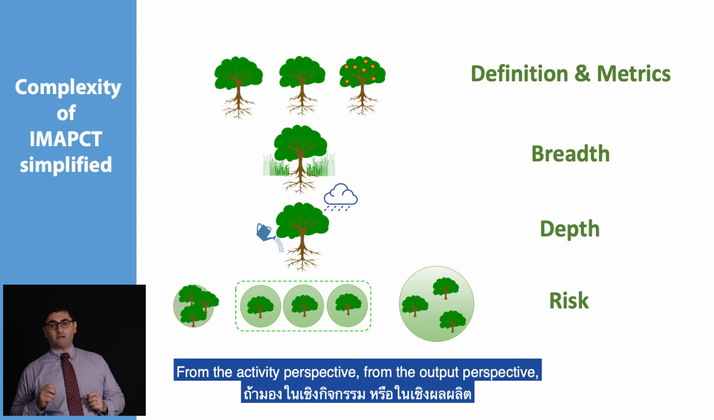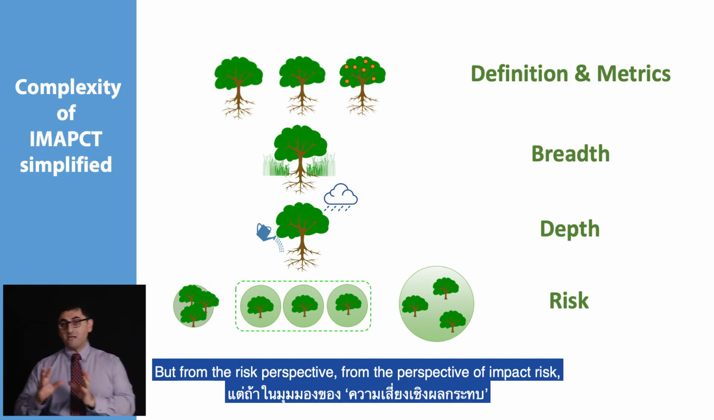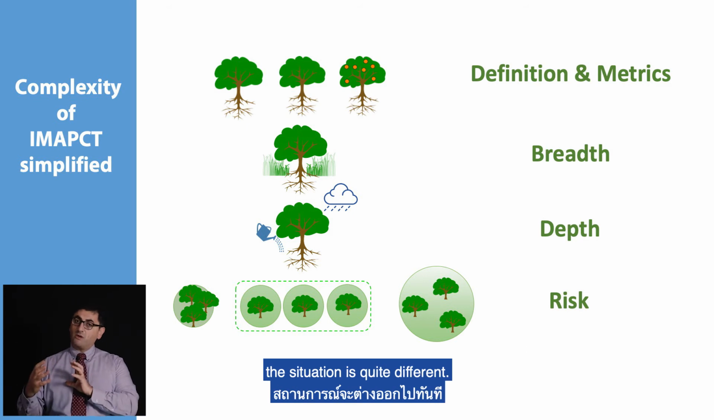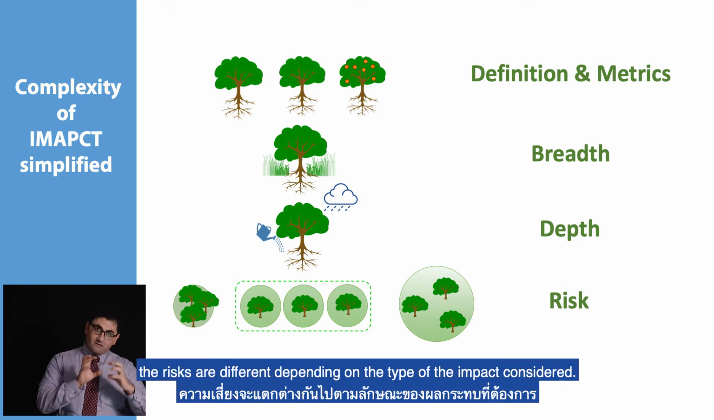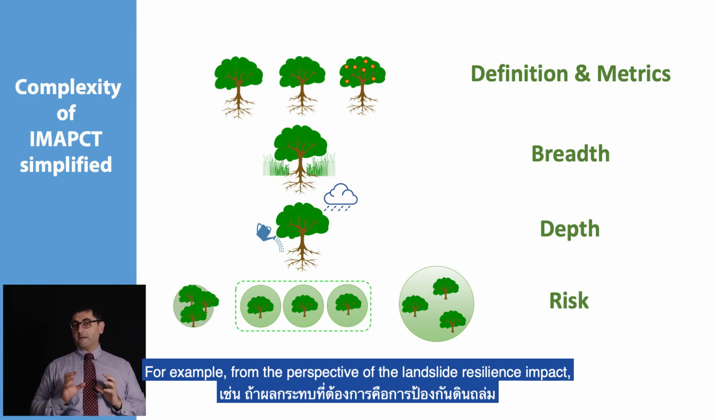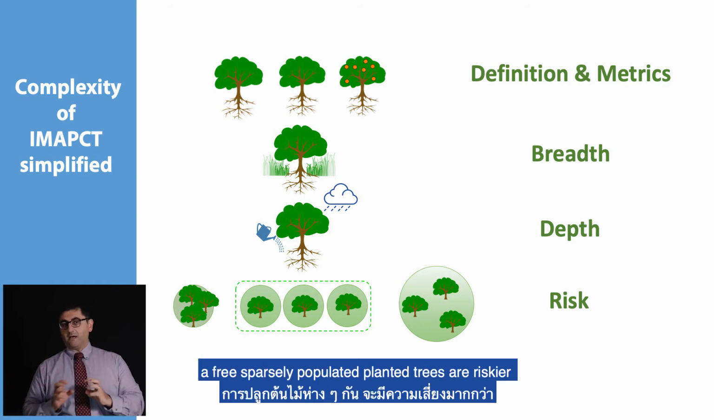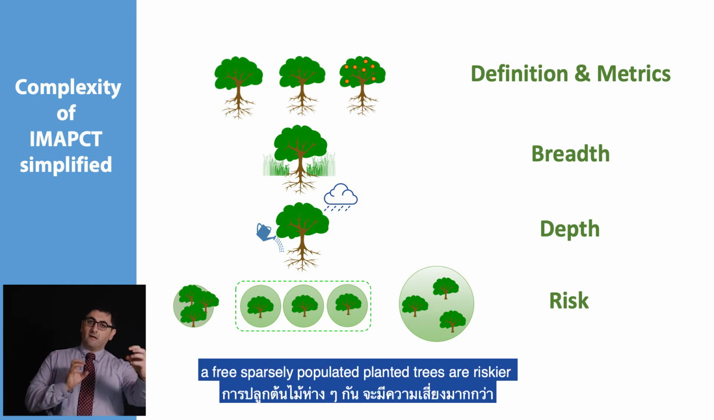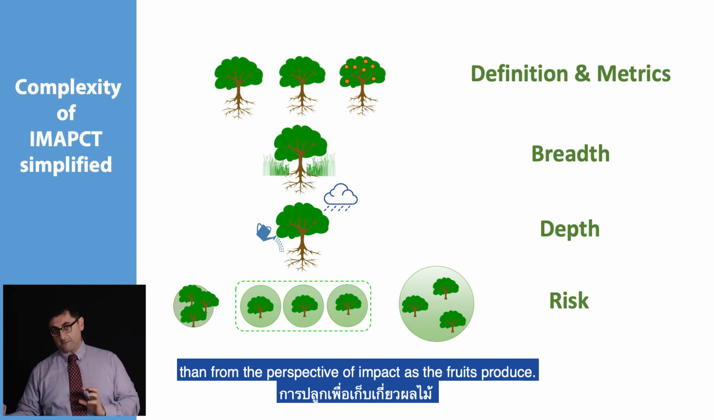From the activity perspective, from the output perspective, the activity is the same. Trees are planted. But from the risks perspective, from the perspective of impact risk, the situation is quite different. And the most interesting aspect here is that the risks are different depending on the type of the impact considered. For example, from the perspective of, let's say, landslide resilience impact, sparsely planted trees are more risky than from the perspective of impact as a fruit produce.